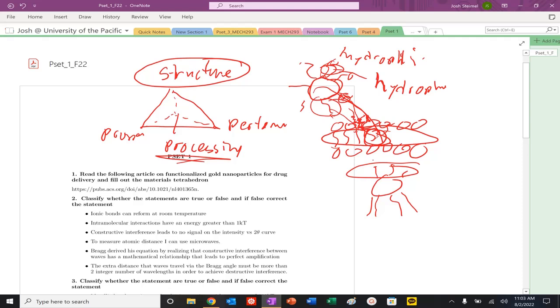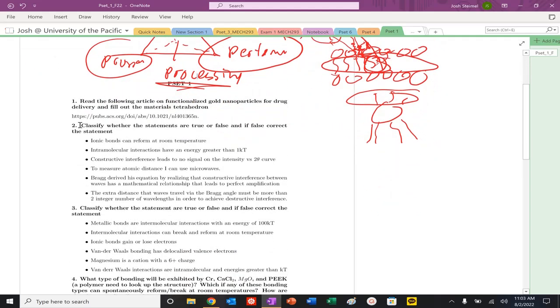So what happened to the properties? The properties of our gold nanoparticle changed. We tailored the chemistry on those hydrophobic regions and hydrophilic regions, and it led to a drastic change in performance, whereas previously you could not insert them in. So it's just one quick example of how you could fill out that materials tetrahedron.